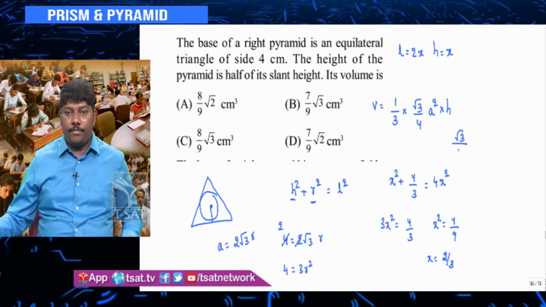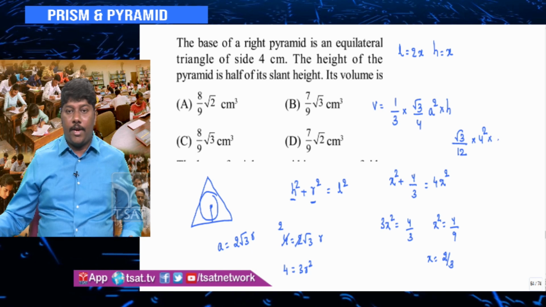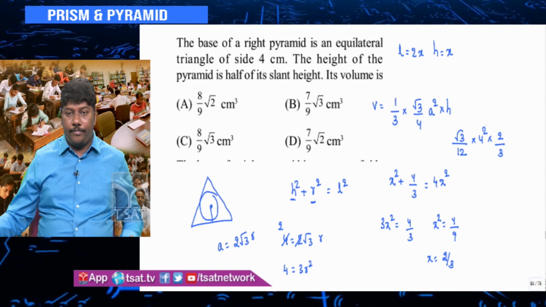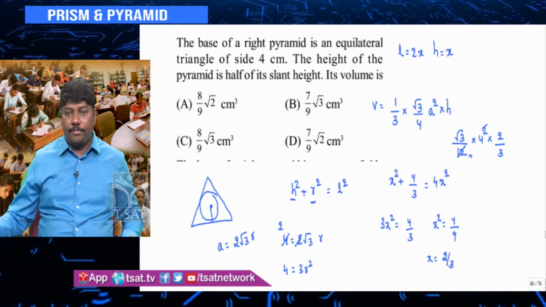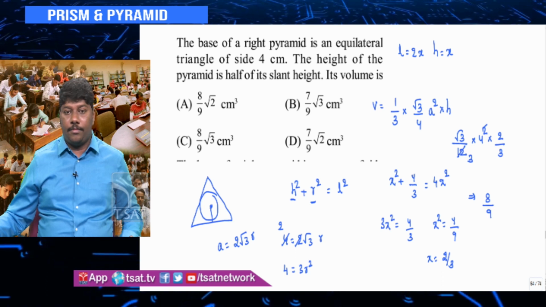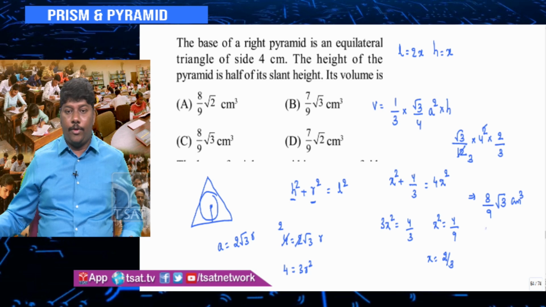Volume is 1/3 into √3/4 into a square into height. The a value is 4 square, the height is 2/3. Cancel everything possible, 4 ones are 4, 3 threes are 9. So you are getting 8/9 √3 centimeter cube as the volume.